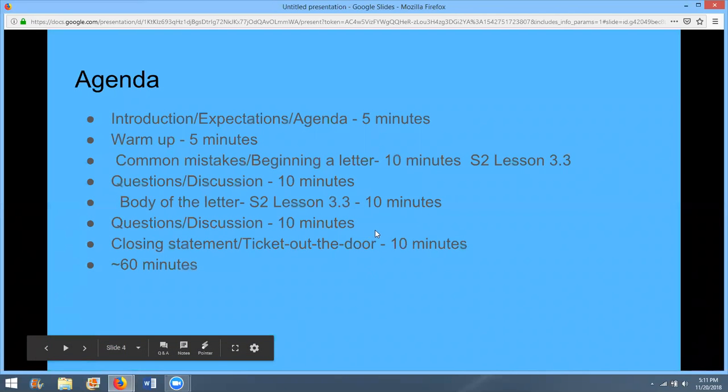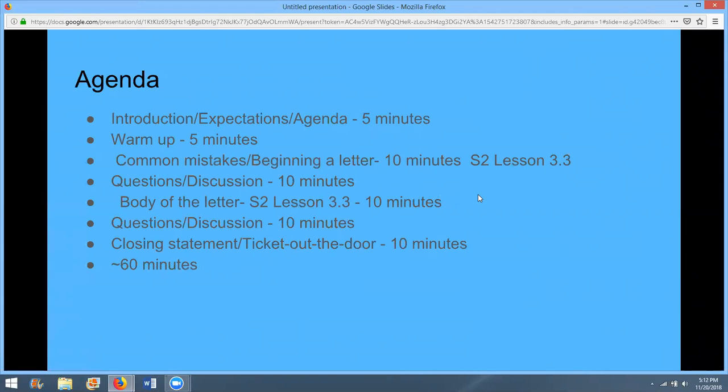So the agenda: introduction, my expectations. I'm already kind of running over, but that's going to last about 5 minutes. I'm going to have a warm-up question. It says 5 minutes, but I doubt it's going to be 5 minutes because we only have a couple people logged in. And then next part I'm going to do is common mistakes that people make when writing a letter, or even just writing a short answer in history class. And then it's going to be paired with beginning a letter.